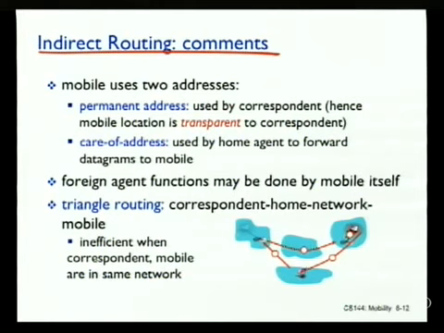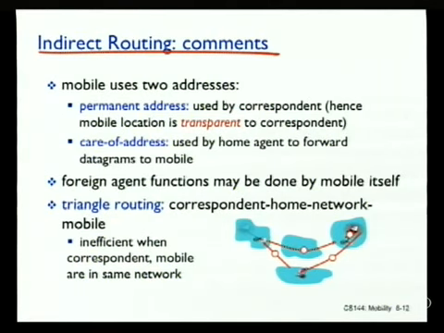And some people think that that's a problem, and maybe it is. This is called the triangle routing problem: if these two people are close to each other, you still have to go through this home location. And if this home location is far away, it can be inefficient.